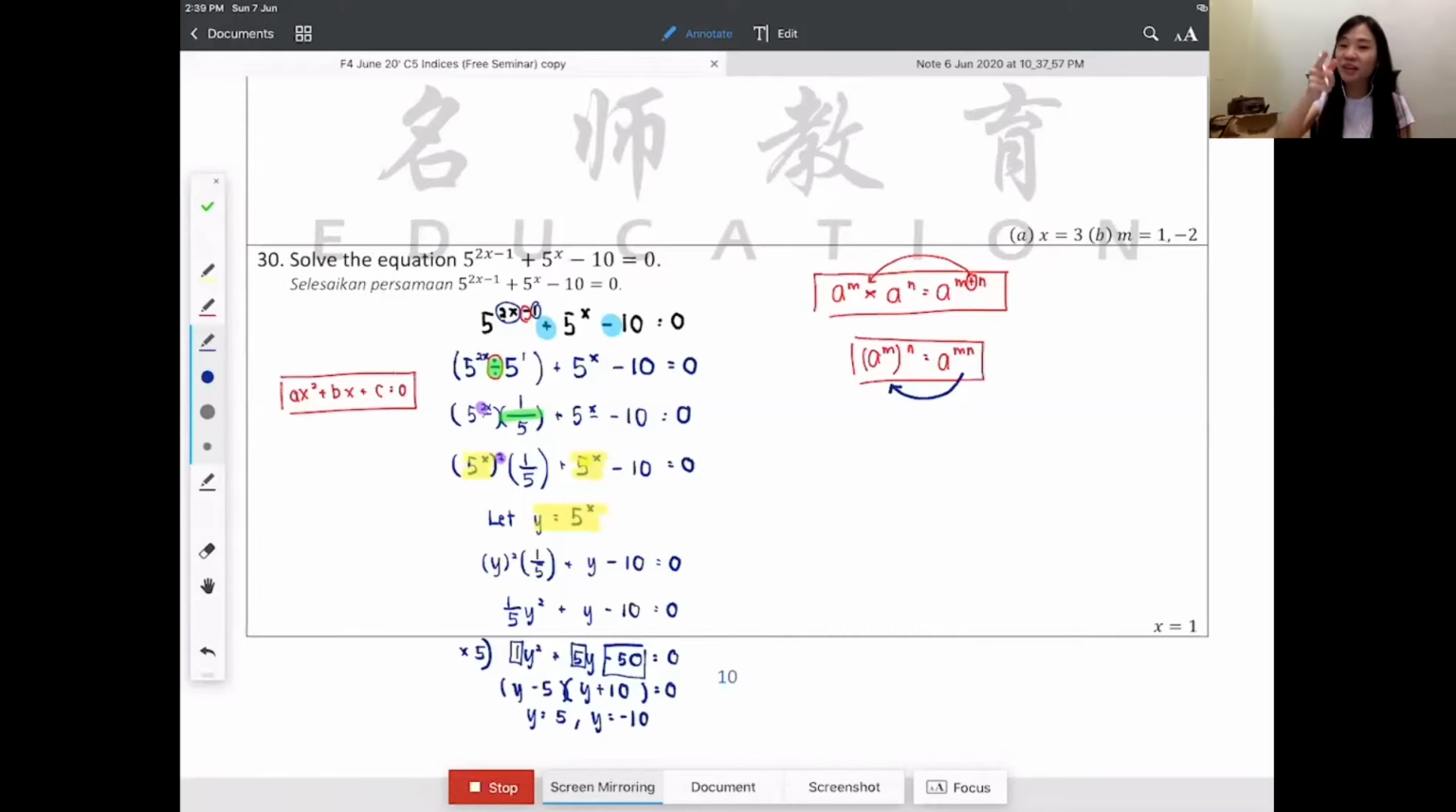Very good, Shengyu, because this question says solve the question. Solve means find the unknown. And the question's unknown is what? It's X, my dear. Your Y is just a replacement in your process. At the end, you must put back the original one.